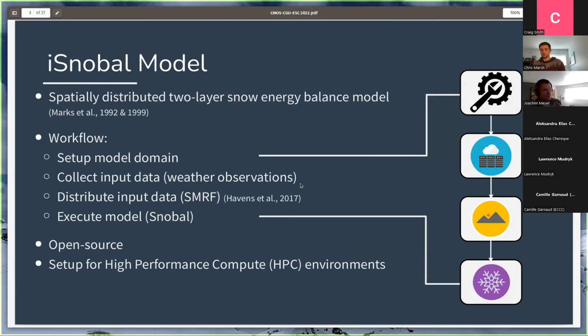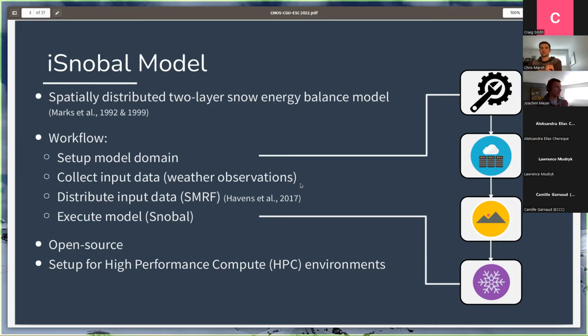The model we will try to assess and evaluate here is the iSnobal model. I'm going to give a quick introduction for those who might not be familiar with it. It's a spatially distributed two-layer snow energy balance model. It was written by Danny Marks et al. in 1992 and 1999, and has since been extended by a team up in Boise, Idaho.